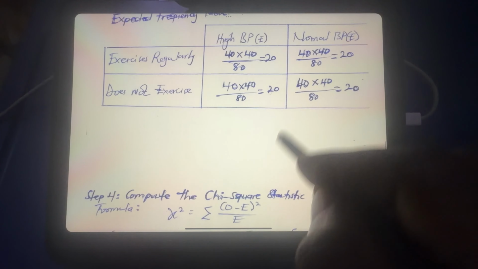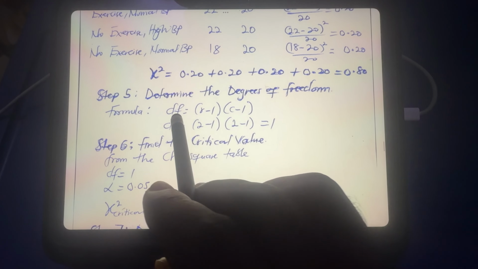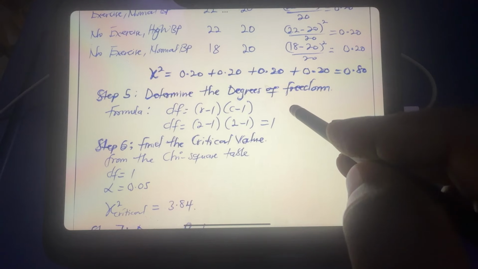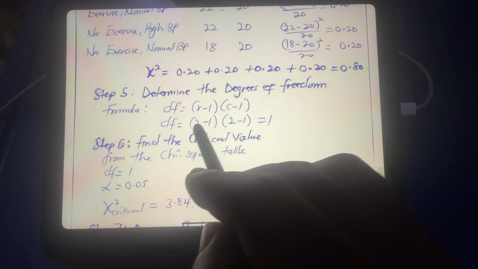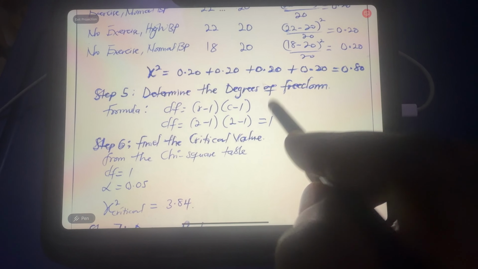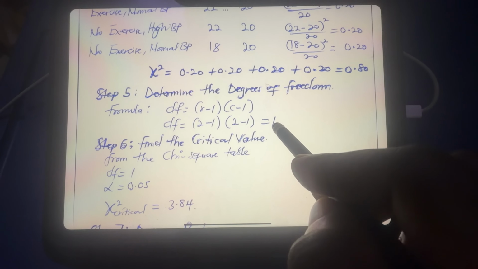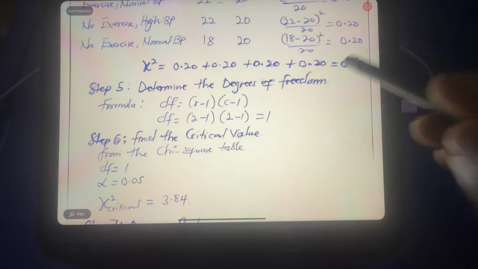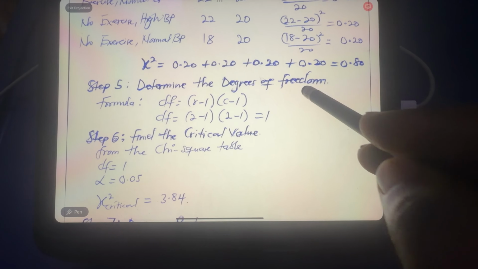So you put that into the formula for the DF. DF is equal to R minus 1, close the bracket, C minus 1. R is 2 and C is 2. So you put that into the formula. In the end, you get 1. But remember, there is a shortcut. Anytime you have a 2 by 2 table, the DF is automatically equal to 1.